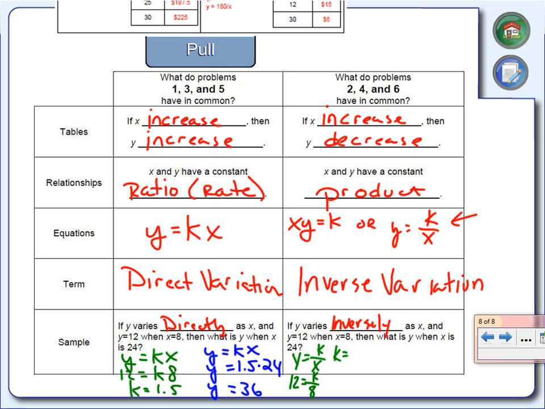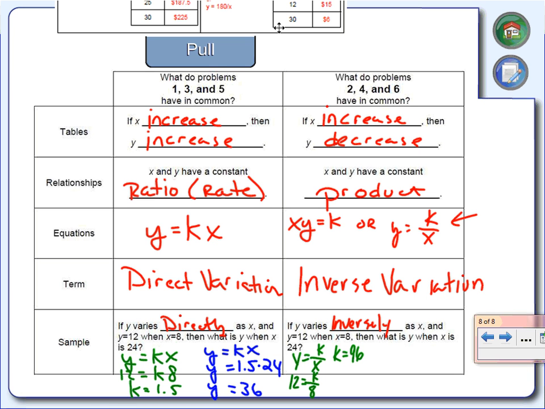Notice what they're doing to the k is they're dividing it by 8. So what's the opposite of dividing by 8? Multiplying by 8. So 12 times 8 would give us, what's 12 times 8? 96. We now know the k. We know that it's 96.